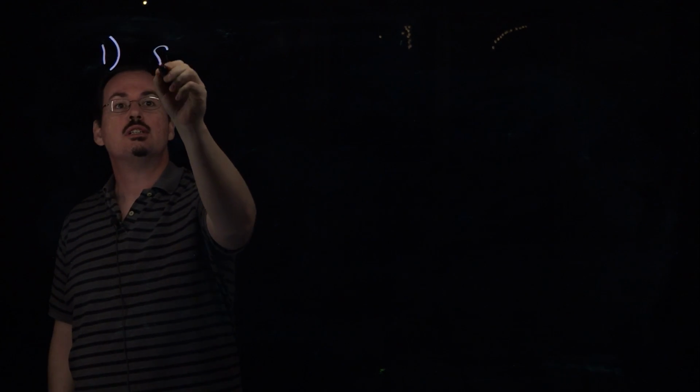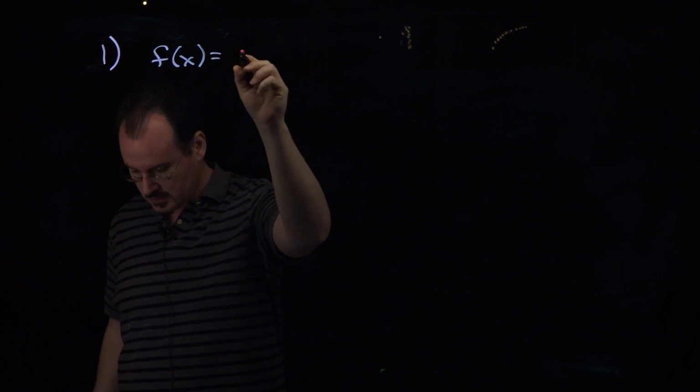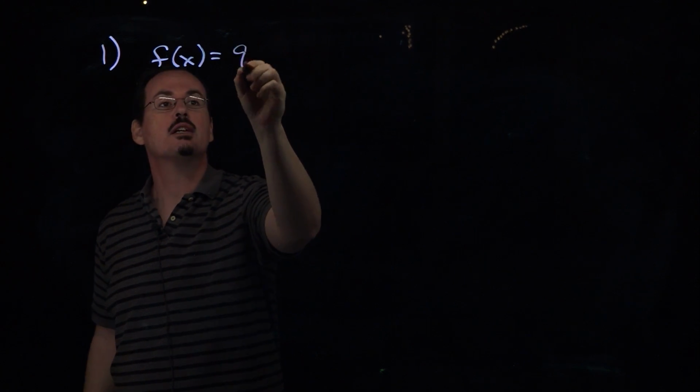Doing section 4.3, problem one. It says find f of g of x and g of f of x if f of x is equal to 9x squared minus 11x.